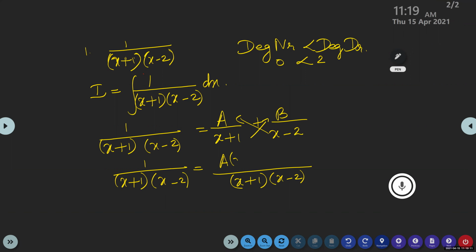So a into x minus 2 plus b into x plus 1. Is it okay? Just like addition of fractions, if they are unlike fractions, what will we do? We'll take the LCM. The same way here also. We are taking this as denominator. Here it is x plus 1, here it is x minus 2. So it is x plus 1 into x minus 2.